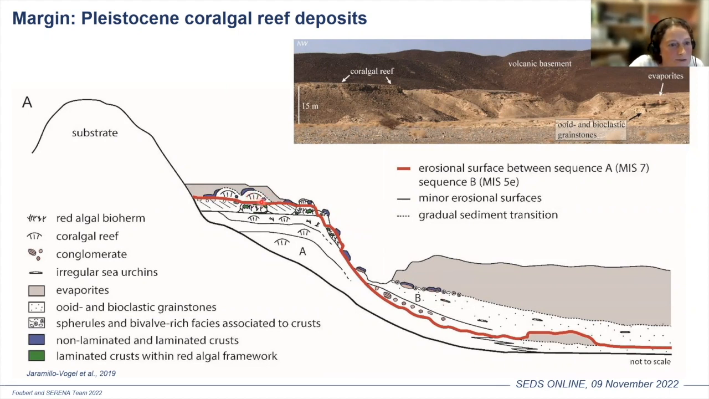Within the cavities of the reefs, indicated here by those patches, you have also microbialites growing, being a little bit different in fabric than the crusts on top of the reef. I will show you this immediately.